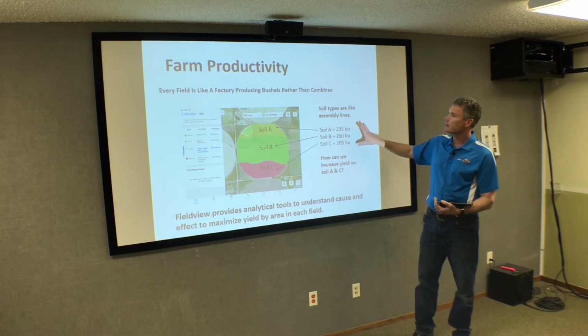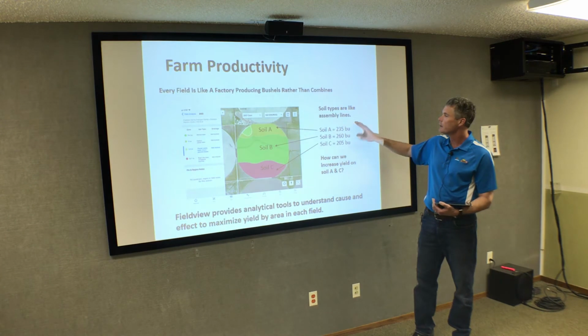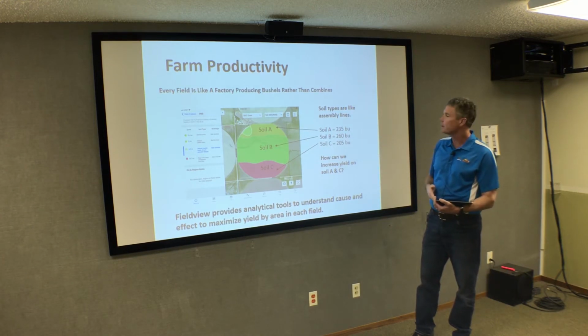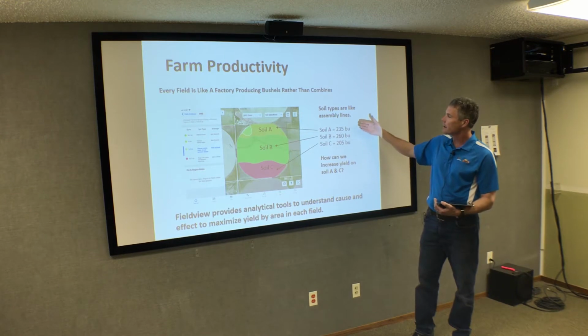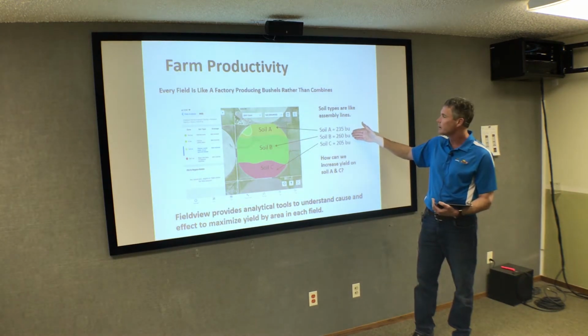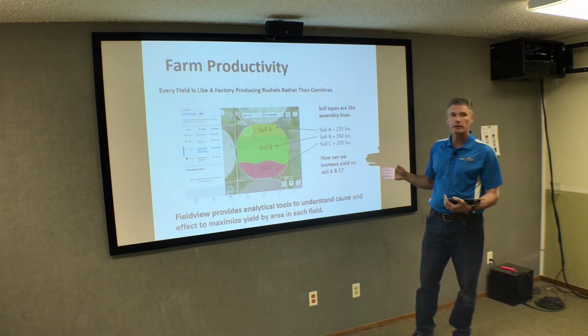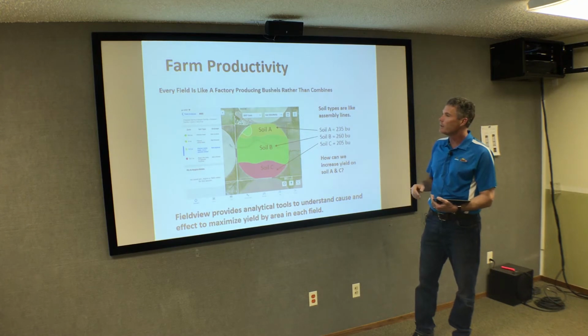So just like the example where we showed the combines being produced on assembly lines, corn's being produced by these soil types. In this particular case, soil B is way outproducing soil A and C, and the question has to be, why is that? Or how can I get soil A or soil C to produce more like soil type B? The beauty is that Fieldview provides you a bunch of analytical tools to figure out how you might be able to figure on the farm how to increase the yield by soil type.